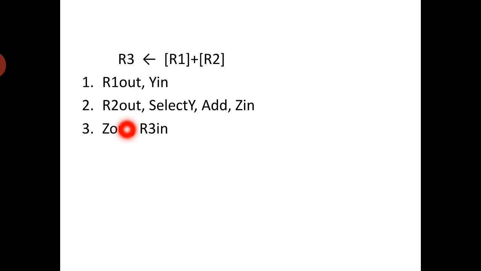So for this purpose, in the third step, we activated the Z out control signal. The data which is present in the Z register is transferred to the processor internal bus. From the processor internal bus, the data has to be stored into the R3 register. So we have to activate the input control signal of that register. So R3 in is activated. Hence the final sum is stored in the R3 register.